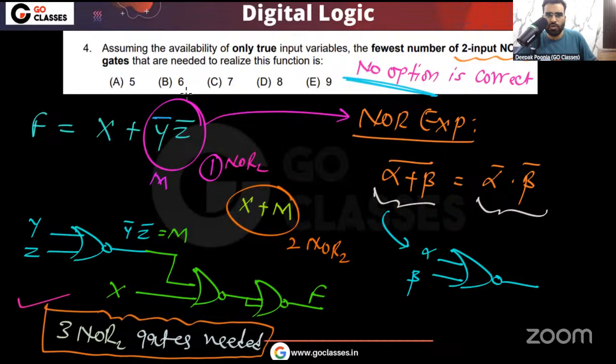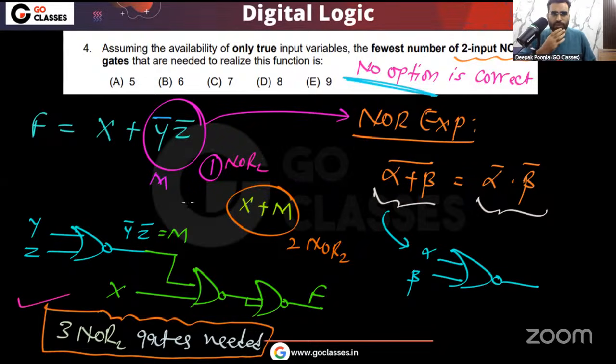Pick this option 5, because you can see among all these options 5 is minimum, right? 5 6 7 8 9. So among all these options 5 is minimum. The actual answer is actually 3, but don't leave this question and tick this option. Okay, I hope you understood this point.